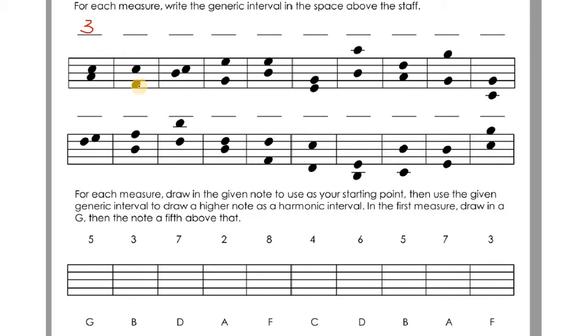If we go to the next one, we count the space, that's 1. The line is 2. Space is 3. Line is 4. Space is 5. So that's a fifth.